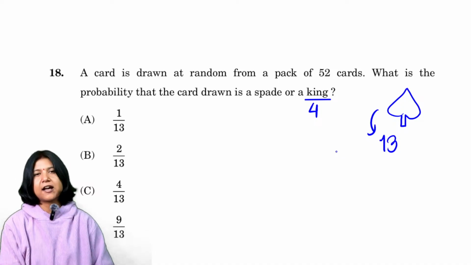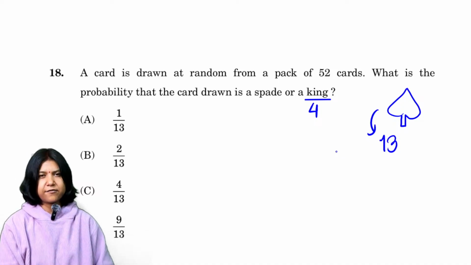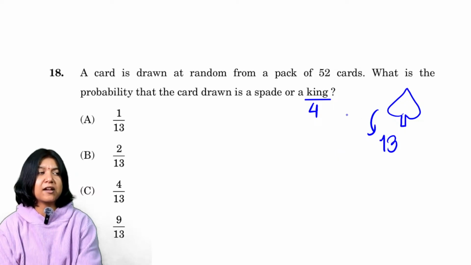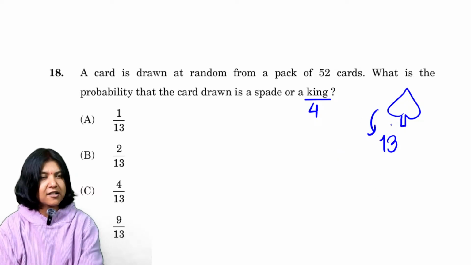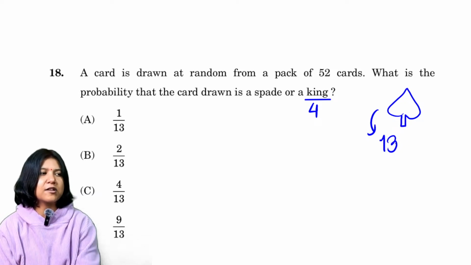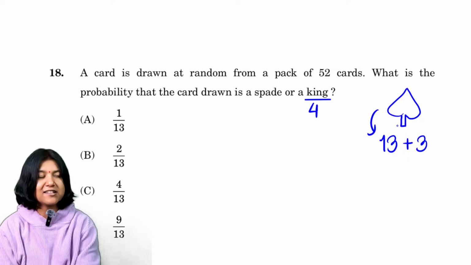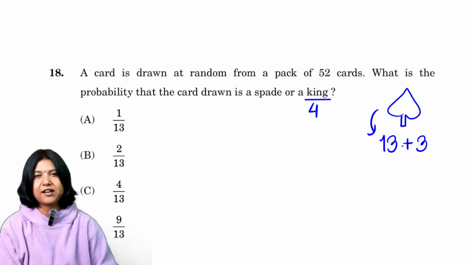For each figure I have 4 cards. But because I have considered 13 spades, one of the kings will also be a spade. Thereby the kings I'll consider will not be 4, I have to consider just 3 of them. Why? Because I have counted 1 already in these spades. One of the spades is definitely a king.